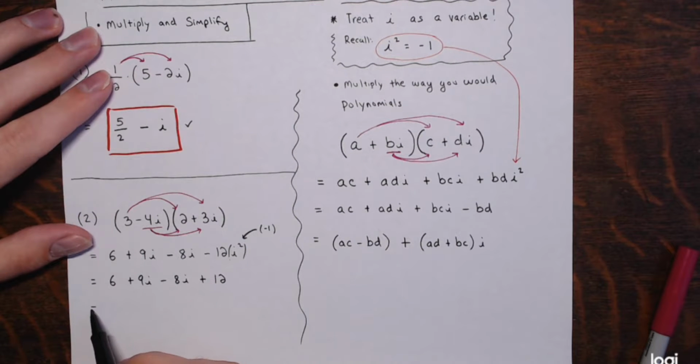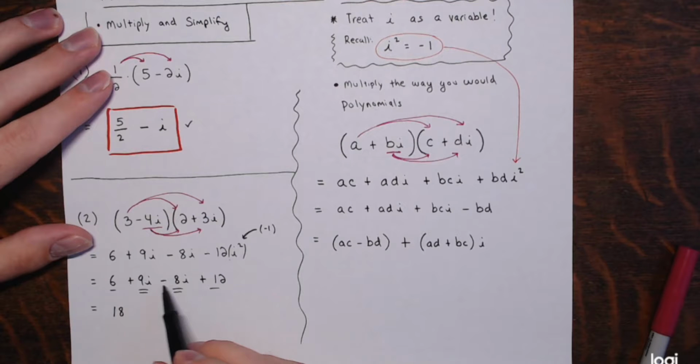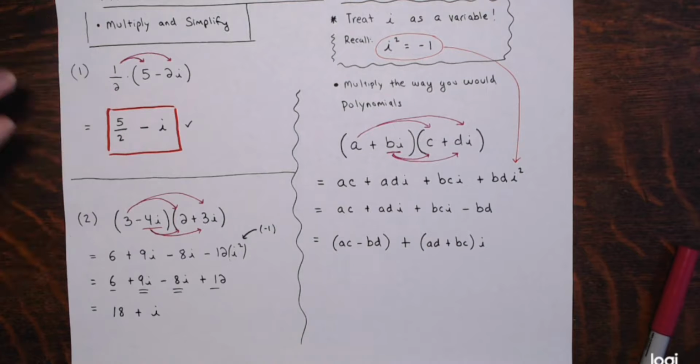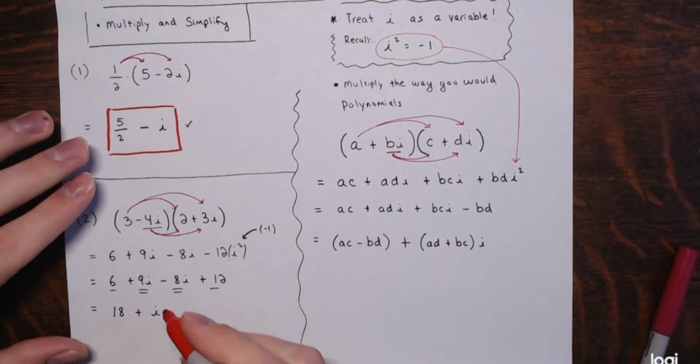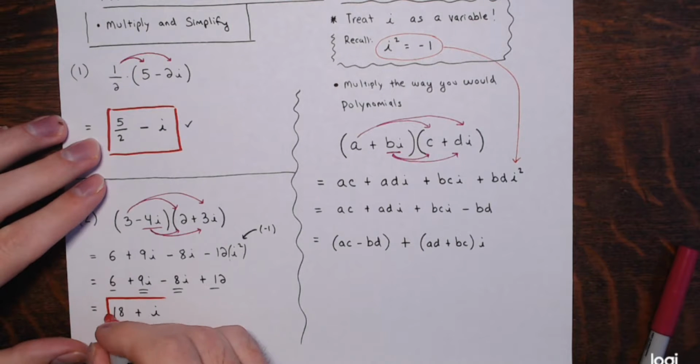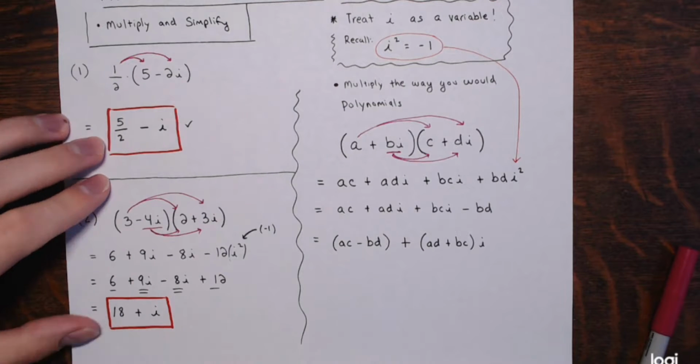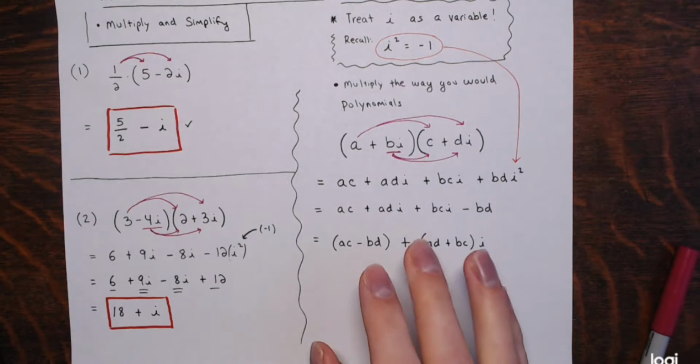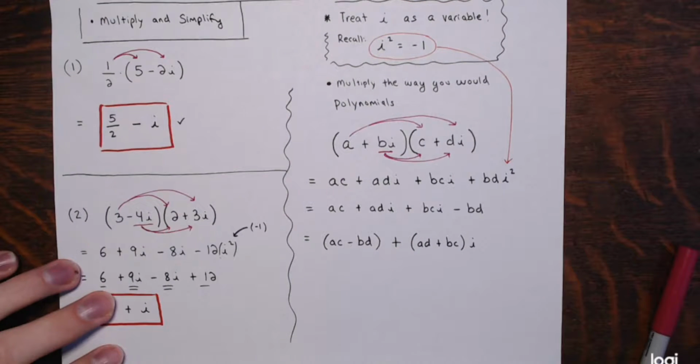All right, then we combine like terms. The real numbers are 6 and 12. Those add up to 18. And the imaginary numbers are positive 9i and negative 8i. Combine those, you get positive 1i, or just plus i. So the final result, in the standard form for a complex number, real number plus imaginary number, is 18 plus 1i.